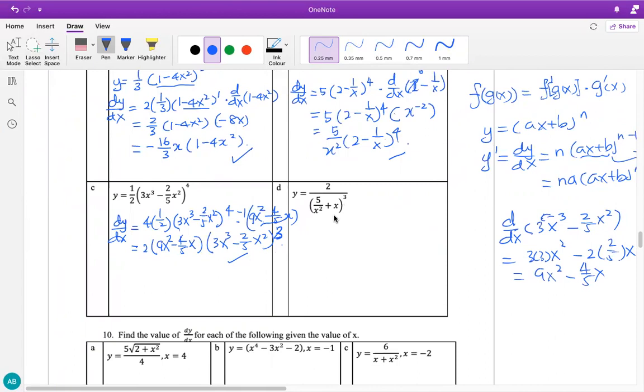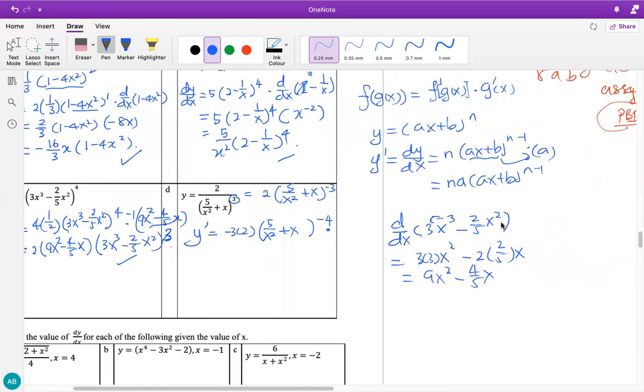So, right, then you need to change into negative power. So there's 2 times (5 over x squared plus x) power negative 3. So you differentiate y. Okay, so negative 3 times 2, then minus 4, because minus 1. So this one is x squared plus x. Then you multiply.